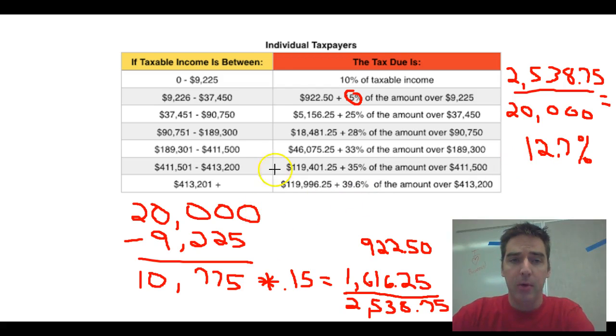Now you have to remember, this is for a single individual taxpayer. There's different brackets for married people filing jointly, married filing separately. So there's different tables based on what you do. But for you guys, you're going to be single for a while. You're going to be claiming yourself. And you have to remember, the federal government allows you to write off a certain amount on what you claim. So that changes from year to year.